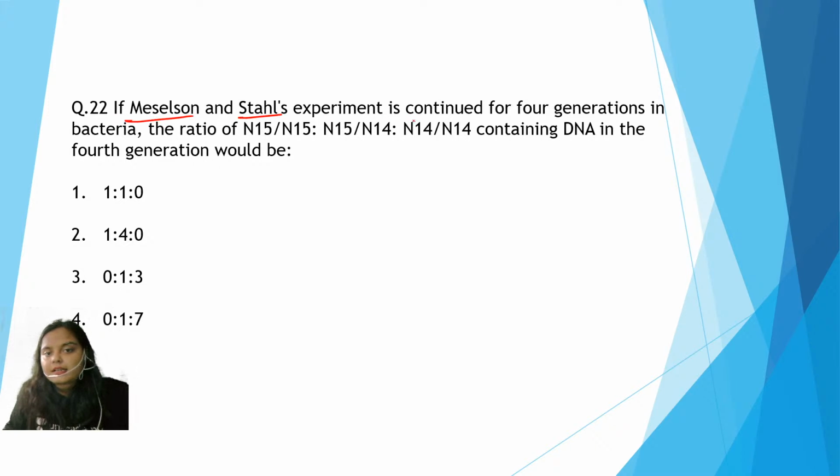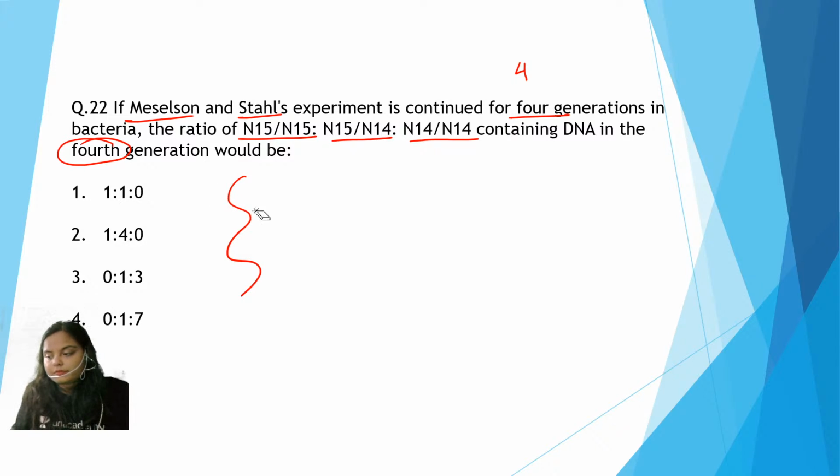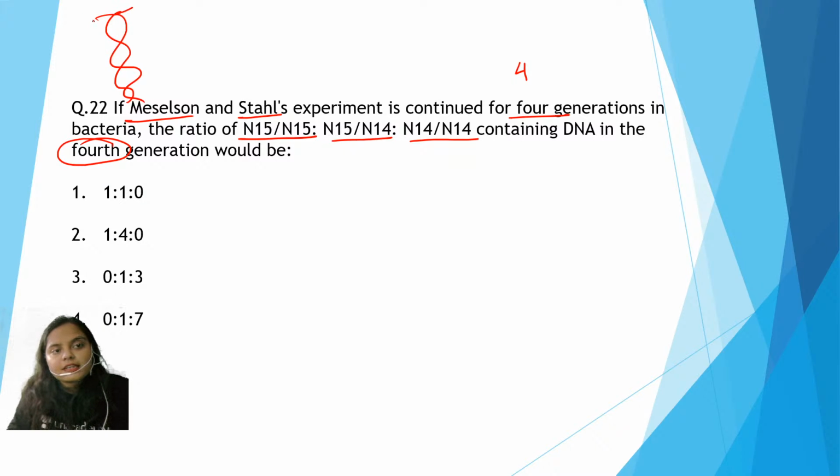Meselson and Stahl experiment is continued for four generations, so four generations in bacteria. Now the ratio of N15 N15, N15 N14, and N14 N14 containing DNA in the fourth generation would be. So a DNA molecule, I'll be drawing it over here. See what happens. A DNA molecule is given to you. This DNA contains one strand of N15 and another strand of N14. Now this DNA molecule is allowed to replicate for four generations. I won't be drawing it for the fourth generation. I'll be giving you time to calculate it.